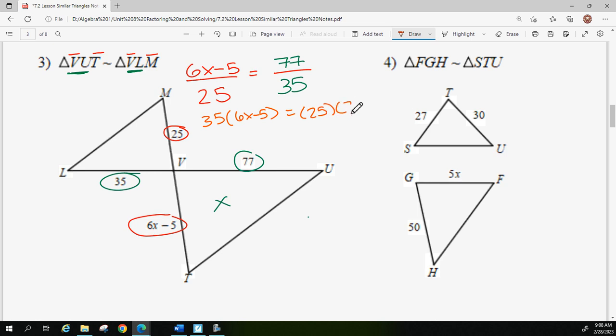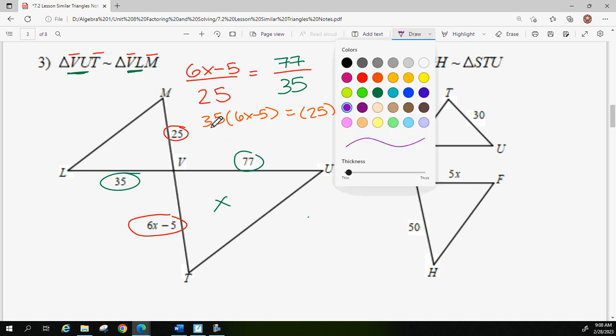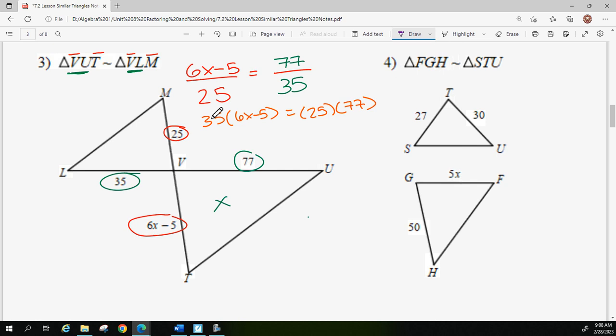And I think until you become a real expert at this, it's good to take this step and show your work. And I even find it good for myself to keep myself organized so that I know that I need to do 35 times 6x and 35 times negative 5. And these are big numbers. That's okay.